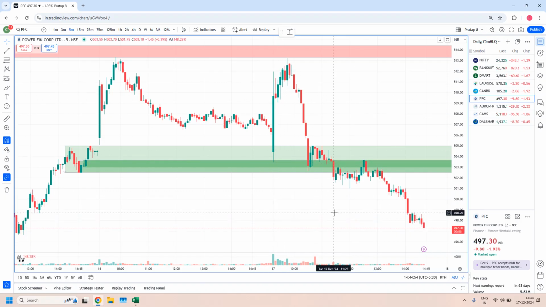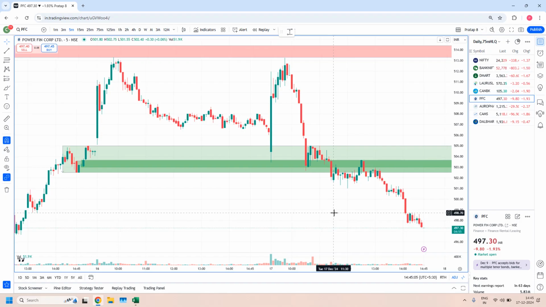Remember, whatever we are discussing is from the HLQ zone performance point of view. All this analysis I'm doing keeping our software performance in mind. It's not about my trades. Whatever I am discussing, they are not my trades. Whatever I am discussing, they are all HLQ zone performance.